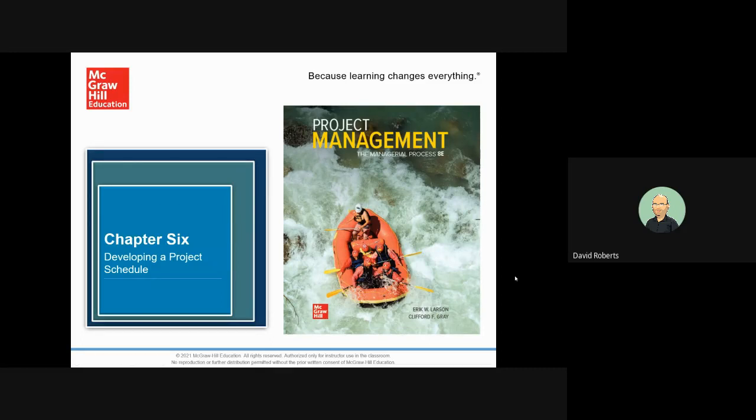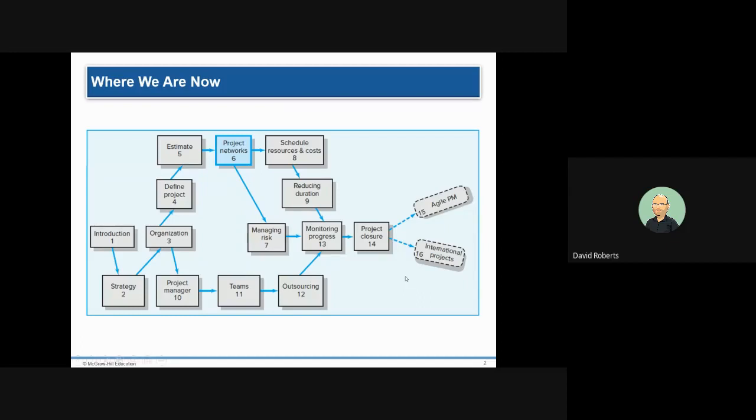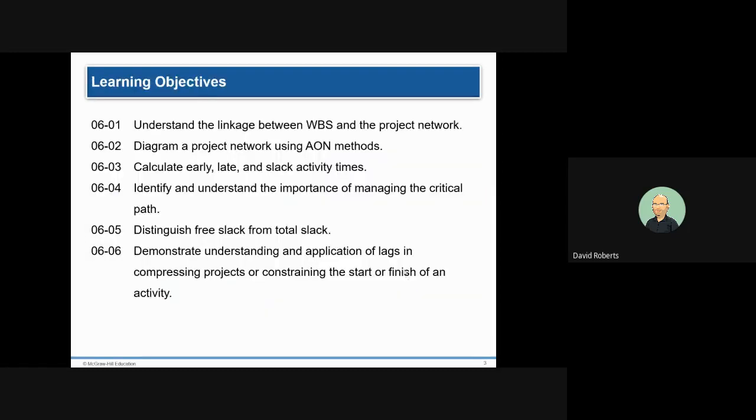Welcome to Chapter 6, one of the most critical chapters in the entire course, developing a project schedule. In the previous chapter we talked specifically about cost. This is about time. So here's where we are on our network diagram or path to our goal. We're going to try and understand the linkages between the work breakdown structure and the network project.